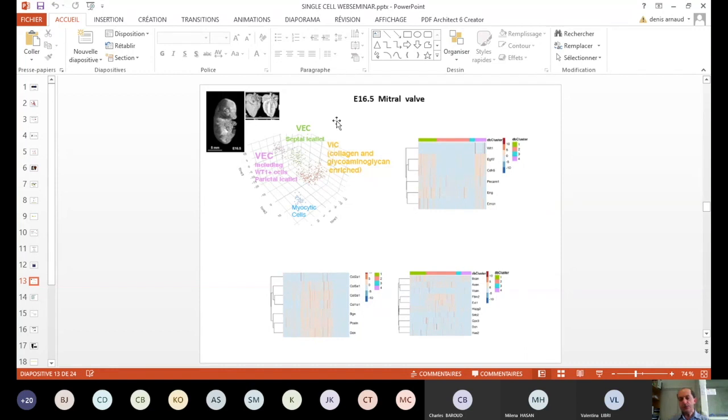And we can see as well in this tSNE plot another population of cells, which are the valvular interstitial cells. So the ones which are really going to give rise to the different layers of the valve. And we could map and track these cells because they express a lot of collagens and glycosaminoglycan genes.